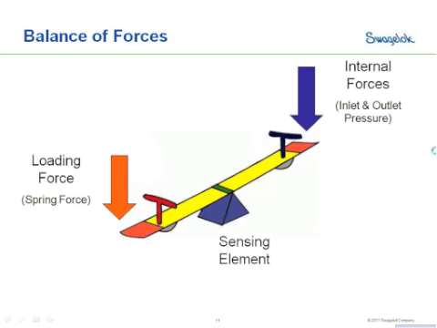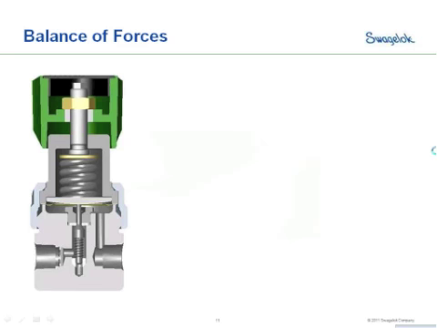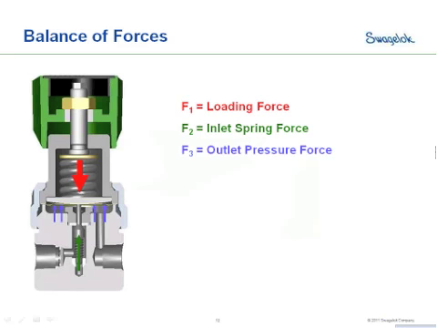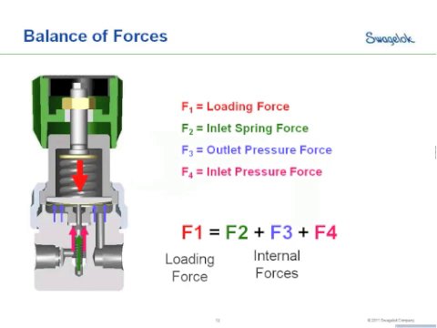If we think about a regulator as a seesaw, on one side we have our loading force, typically a spring force. On the other side we have our internal forces, the inlet and outlet pressures. Both are balanced across that sensing element in the middle of the regulator. Looking at it a little more technically, we can put together a balance of forces equation. We have our F1, our loading force coming in from the top, a small contribution from an inlet spring force on the bottom, our outlet pressure force, and then our inlet pressure force. Put into an equation, our loading force is equal to our internal forces within the regulator.